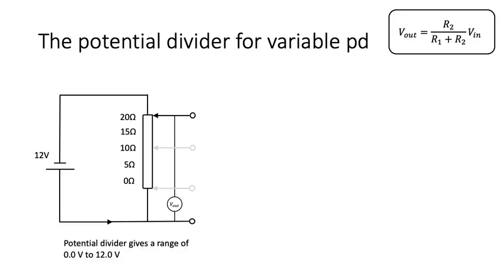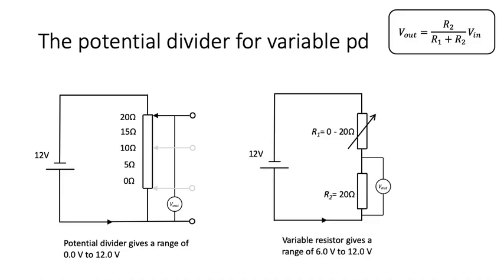So just to summarize, a potential divider gives you the possibility of having the full range of potential difference across the output, from 0 through to 12 volts, using, don't forget, the same components just wired differently. The same 0 to 20 ohm potentiometer, if wired as a potential divider, will give you a 0 to 12 volt range, whereas if it's used as a variable resistor, it only has a 6 volt to 12 volt range.